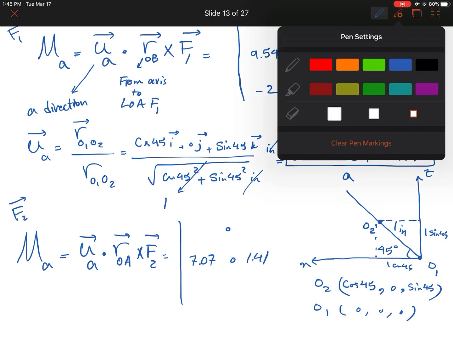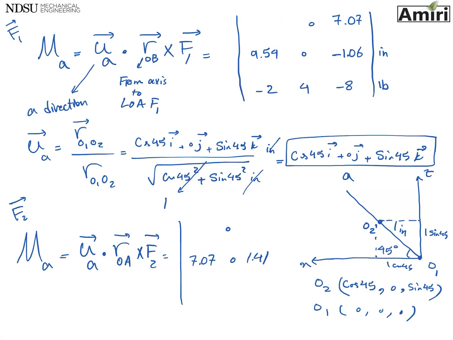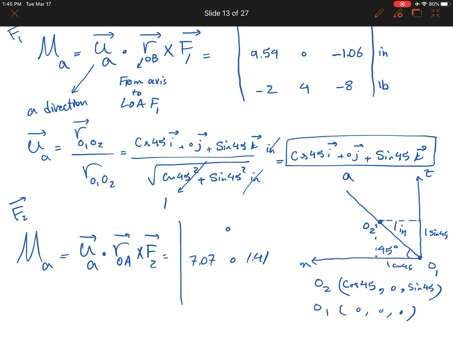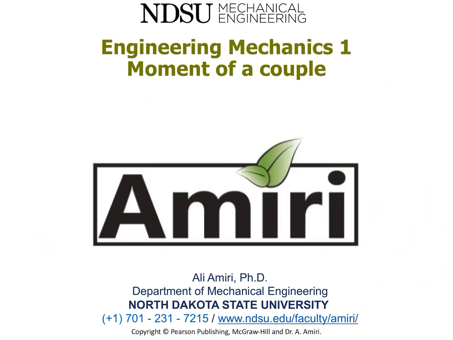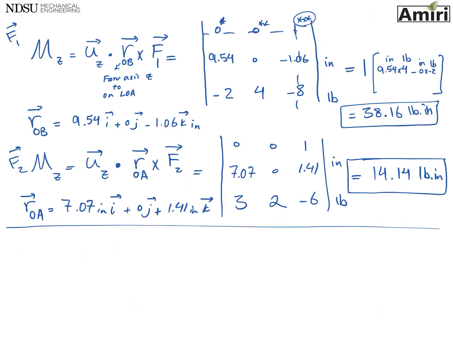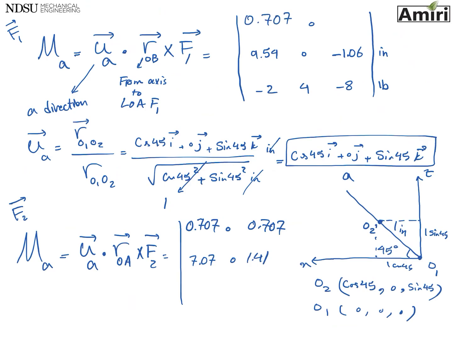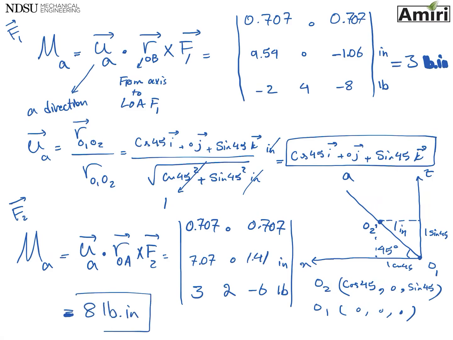So we do this. So this should be 0.707, 0.707. We're putting cosine and sine in there. All right, sorry about that. Then 7.07, 0, 1.41 for OA, and for F2, go back to 3, 2, minus 6, no units, inches and pounds. So the first one, if you do the math, you're going to get 3 pound inches. And if you do the second one, you're going to get 8 pound inches as your final answer for those two.